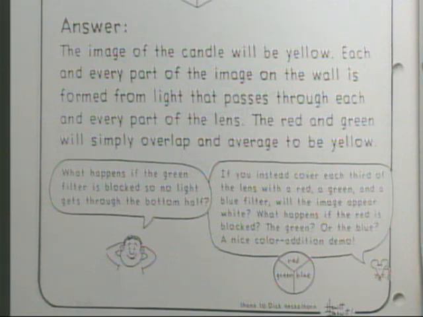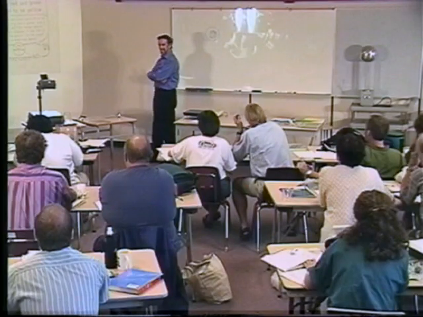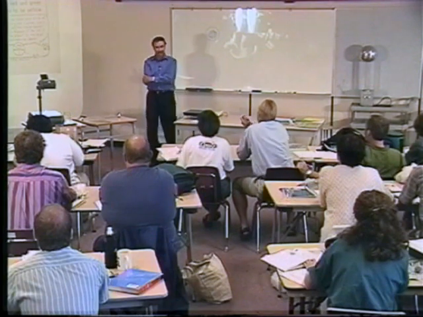And the little boy asked, what happens if the green filter is blocked so no light gets to the bottom half? Then what color is the image of the candle? Do you see all the candle? Yep. All of the candle? Yep. Every bit of the candle? Yep. You mean rays go through every part of the lens?